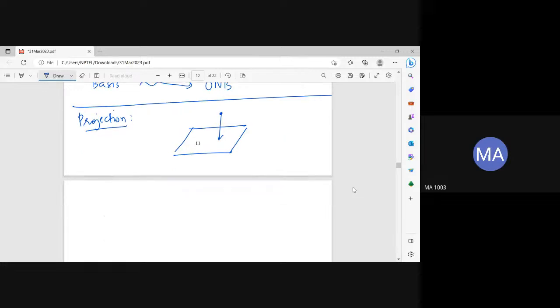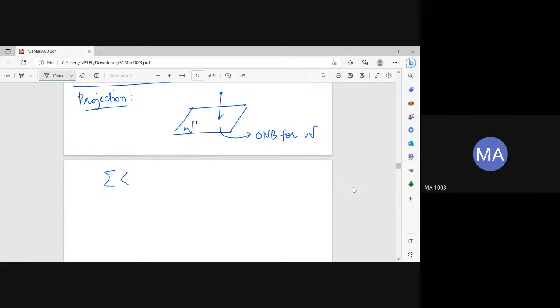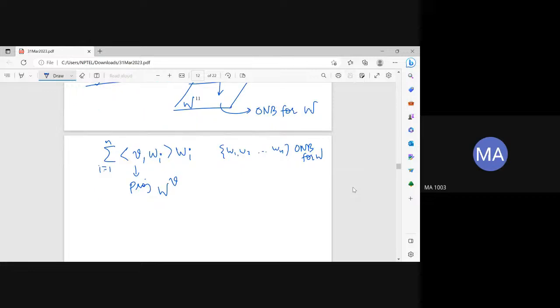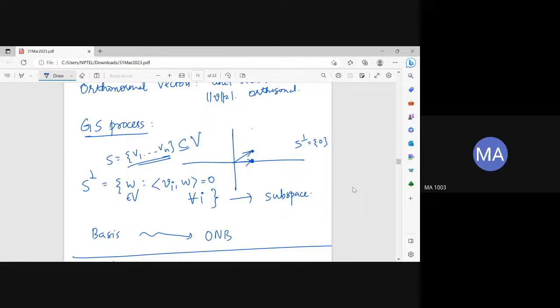How will you do that? You find an orthonormal basis for the subspace, usually we use W. So you find an orthonormal basis for W, and then the formula is simple, right? You find the inner product of the vector with each of these vectors, and then multiply with the vector. So this is the projection of V on W. Basically, you are using projection in the Gram-Schmidt process, the formulas that you have. It's just these projection things.